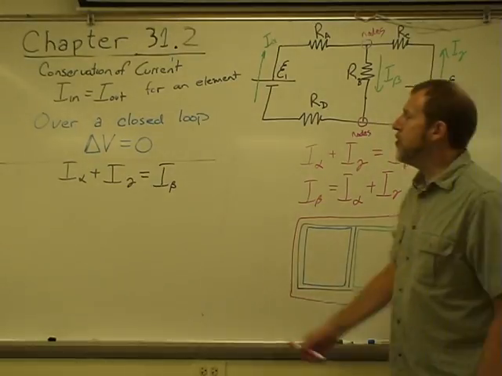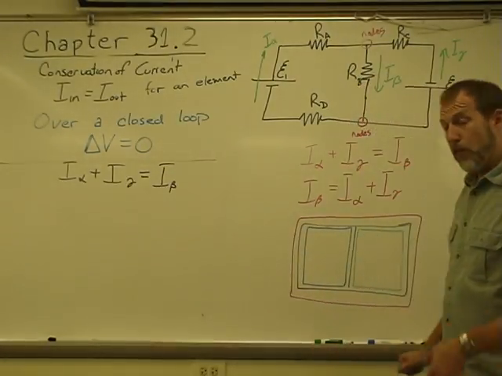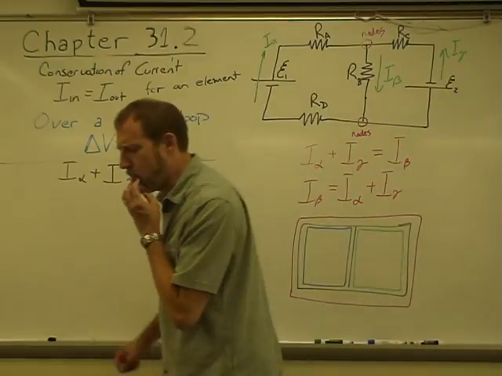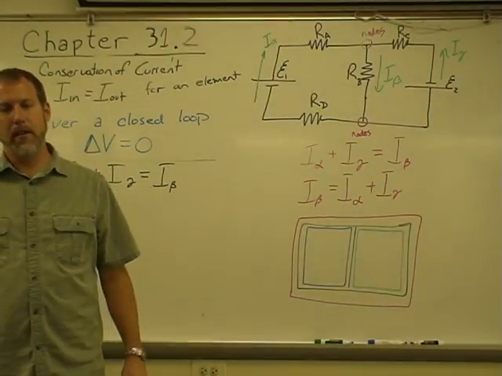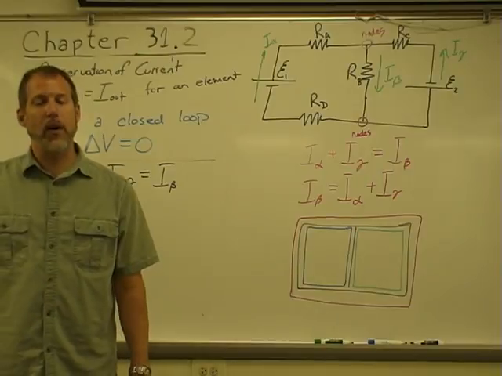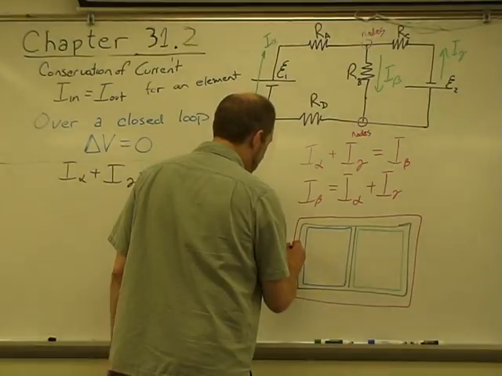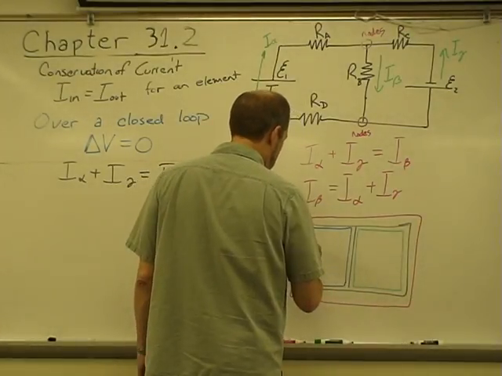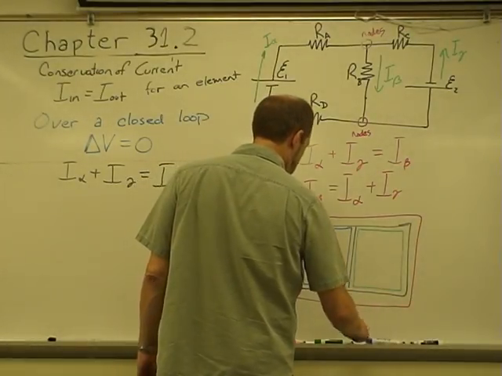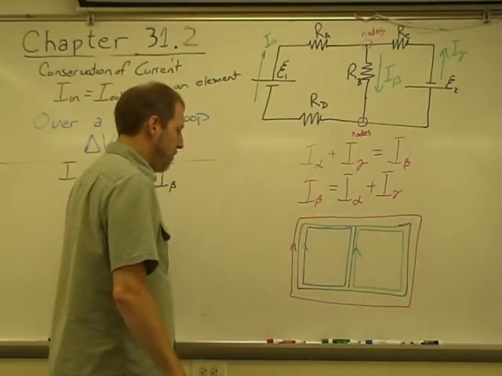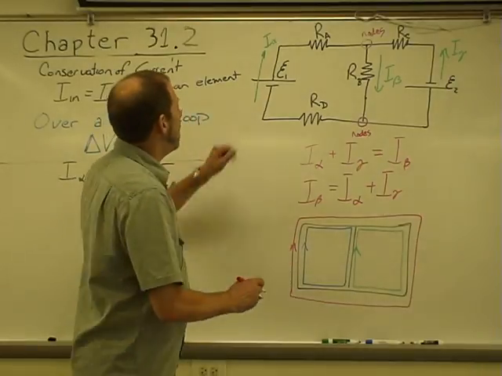So, in order to use this realization that over a closed loop the change in potential is 0, I must pass those loops, one on each side. Now, which direction should I go? Should I go clockwise or should I go counterclockwise? It does not matter. They'll be exactly the same equation, except everything's multiplied by -1. So, just for grins, let's go clockwise on each loop.